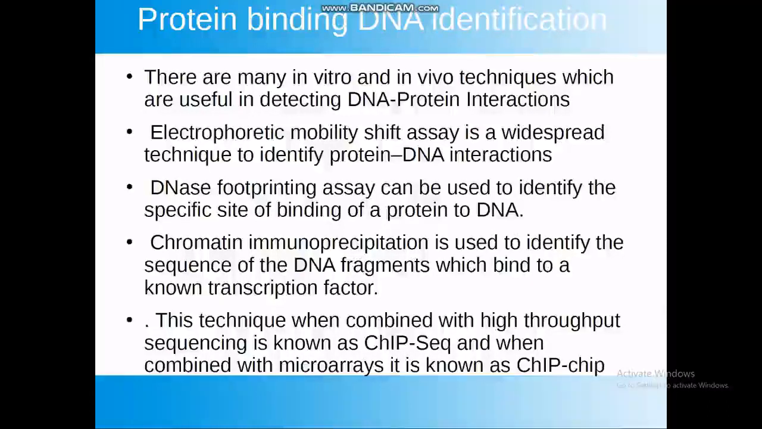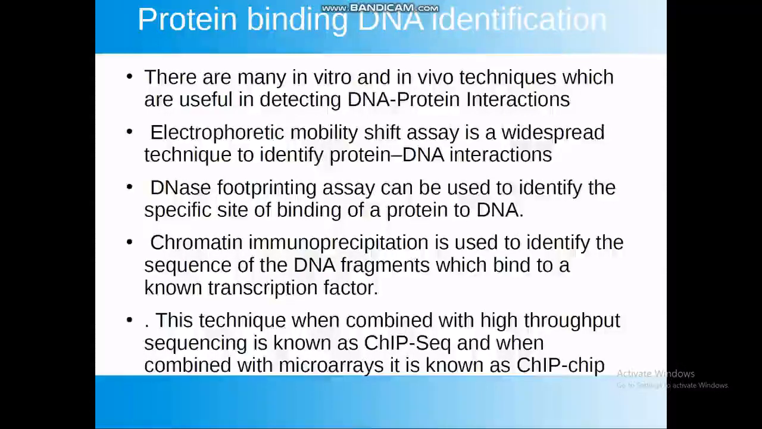When this chromatin immunoprecipitation technique is combined with high throughput sequencing, it is known as ChIP-seq, and when combined with microarrays, it is known as ChIP-chip. The first one, electrophoretic mobility shift assay.